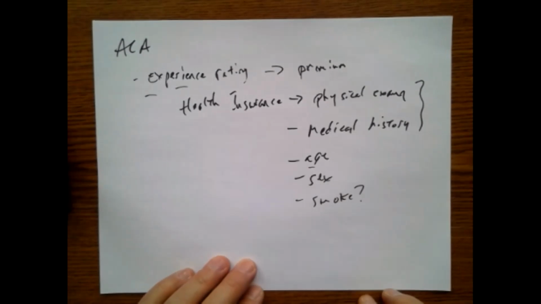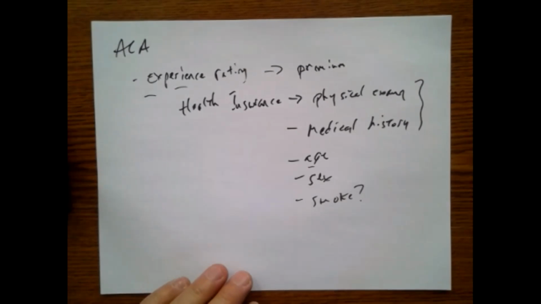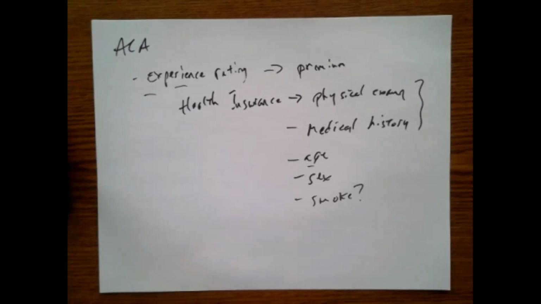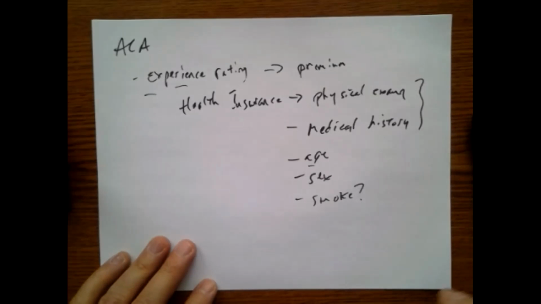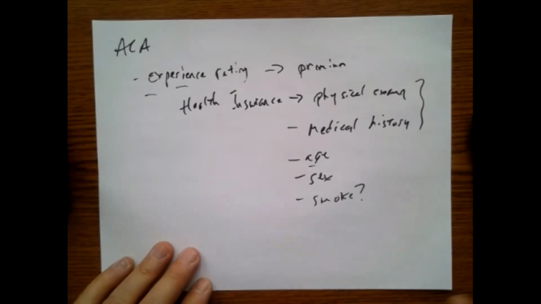How likely was it that you were going to have a catastrophic accident? How likely was it that you were going to have, say, a baby, right? So young women of childbearing age paid higher health insurance premiums than women who are postmenopausal, because having a baby is expensive, right? And postmenopausal women can't have babies. So they would charge young women more than older women.